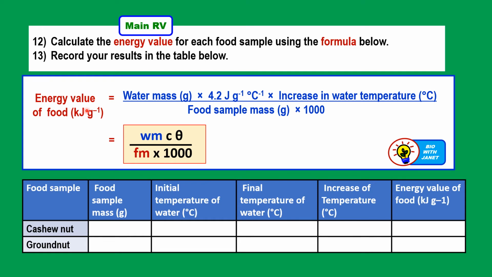And your formula is energy value of food in kilojoules per gram equals water mass in grams times 4.2 joules per gram per degree Celsius times increase in temperature, water temperature in degrees Celsius, divided by the food sample mass in grams and divided by 1000, so that you convert it from joules to kilojoules. Or the short form would be Wmcθ per Fm times 1000. Wm is your water mass and Fm is your food mass.